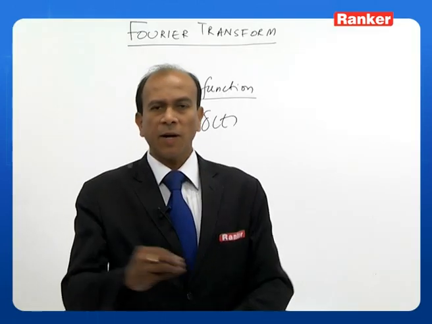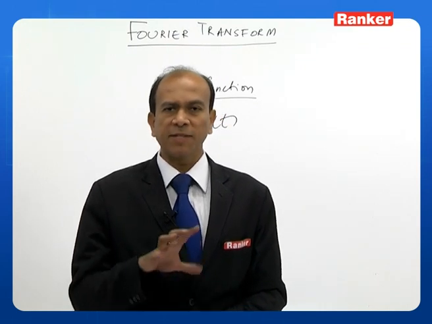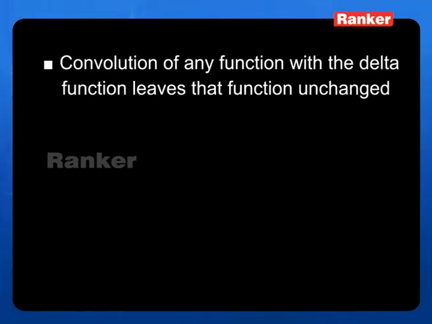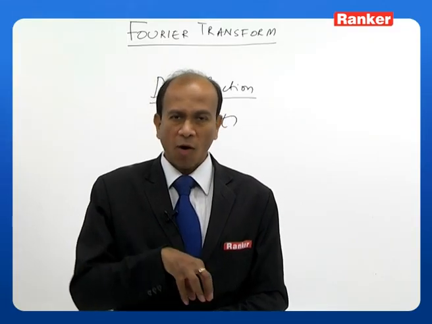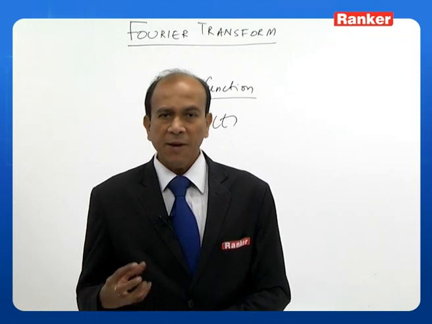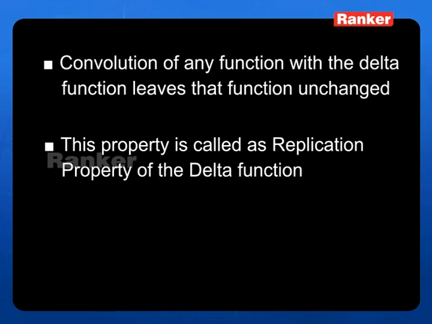Let us look at another property called the replication property of the delta function. So what does the replication property say? It says the convolution of any function with the delta function leaves that function unchanged. That means when I convolve g of t with delta of t, the result will be g of t. We are not changing the value of the given signal g of t. This is called the replication property.